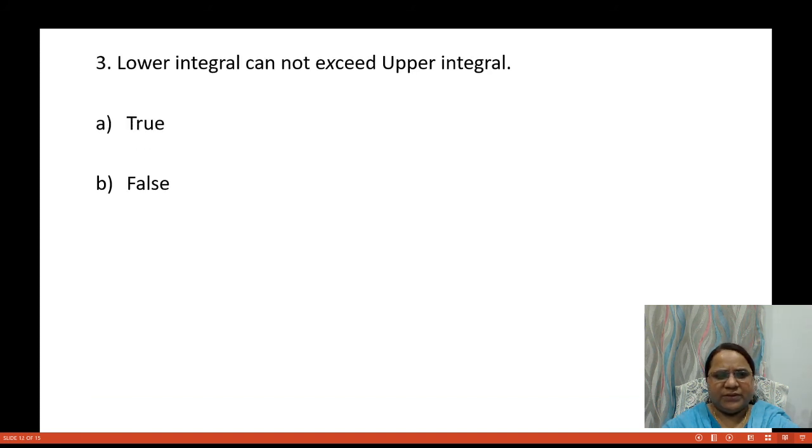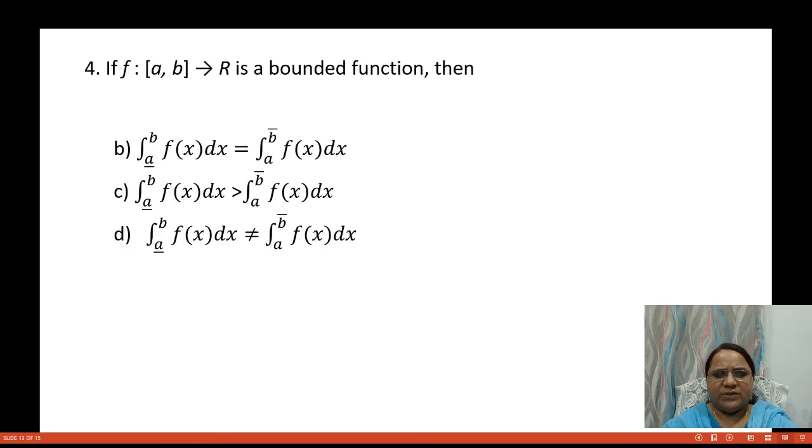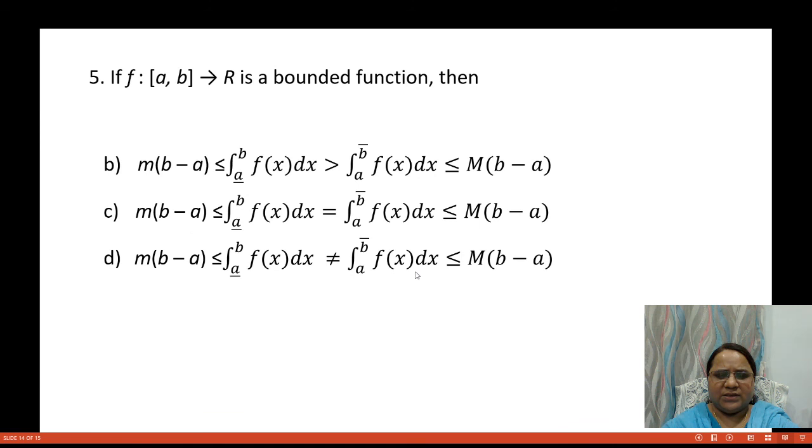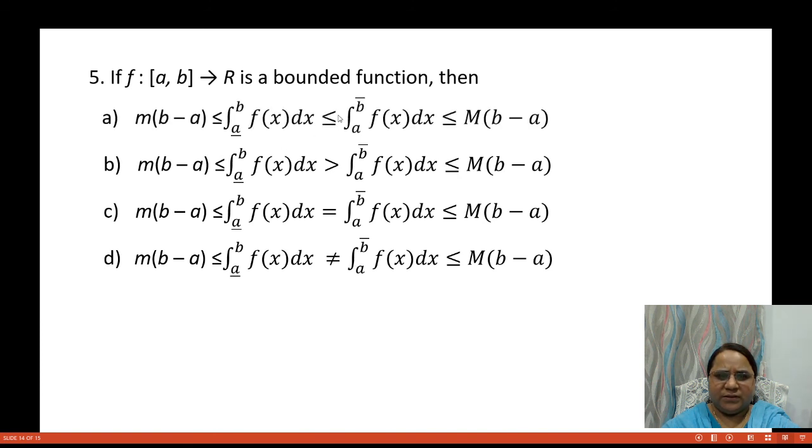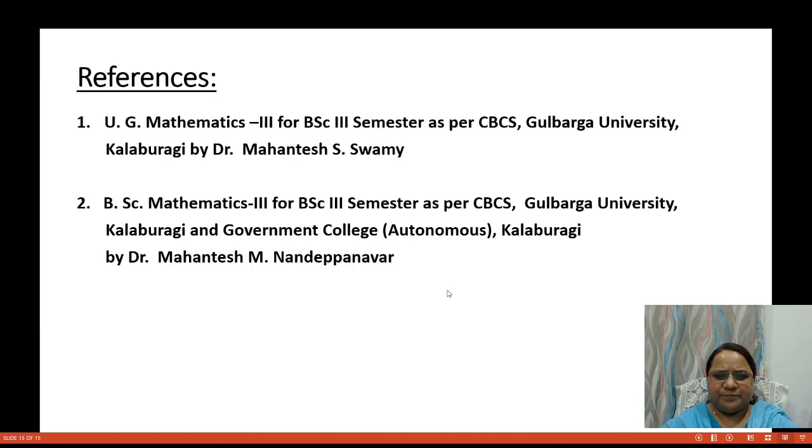Next we have the third question: lower integral cannot exceed upper integral. That is also true. Next, if f is a function from the interval [a,b] to R, a bounded function, then what is the inequality? We have the lower Riemann integral is always less than or equal to the upper Riemann integral. The last question: if f is a mapping from [a,b] to R, a bounded function, then we have the inequality. All should be less than or equal to; there is theorem 8 here. So the first option, A, is the answer for this question.